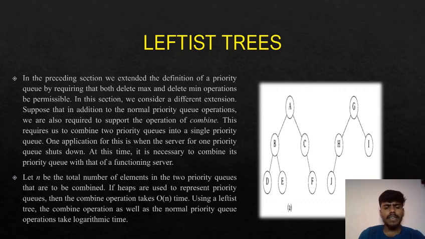One application for this is when the server for one priority queue shuts down. At this time, it is necessary to combine its priority queue with that of a functioning server. Let n be the total number of elements in the two priority queues that are to be combined. If heaps are used to represent priority queues, then the combine operation takes O(n) time. Using a leftist tree, the combine operation as well as the normal priority queue operations take logarithmic time.